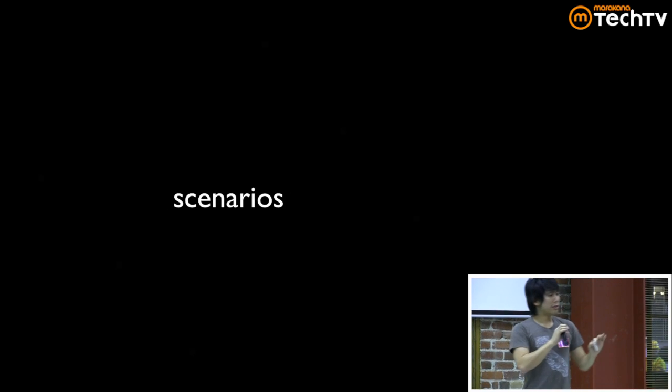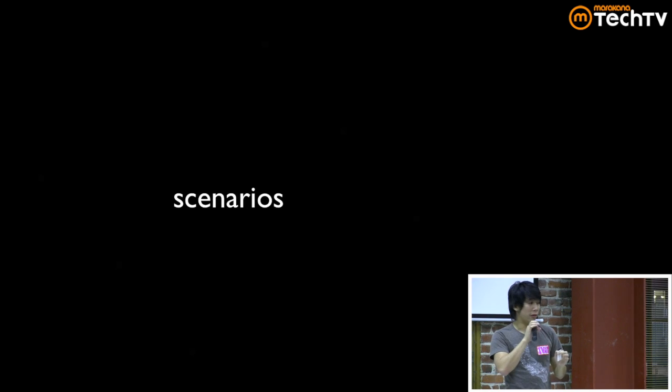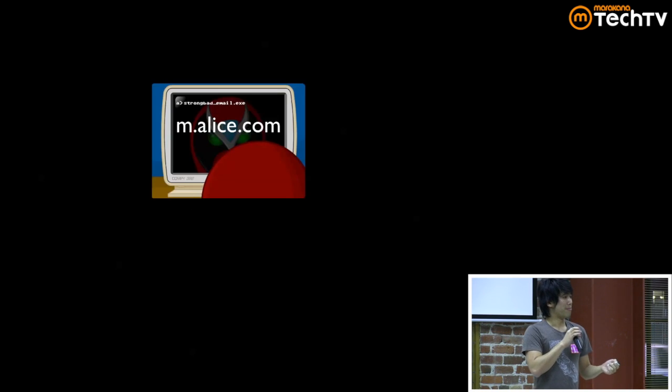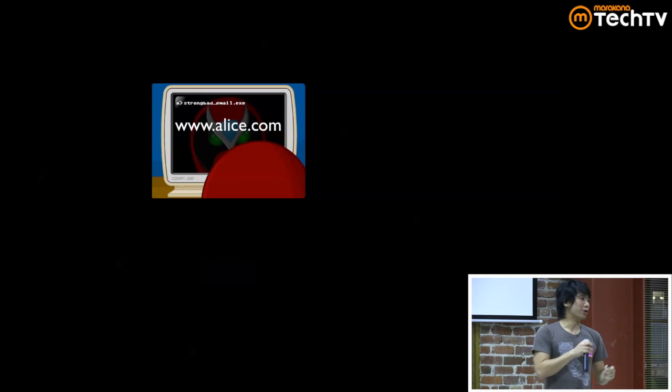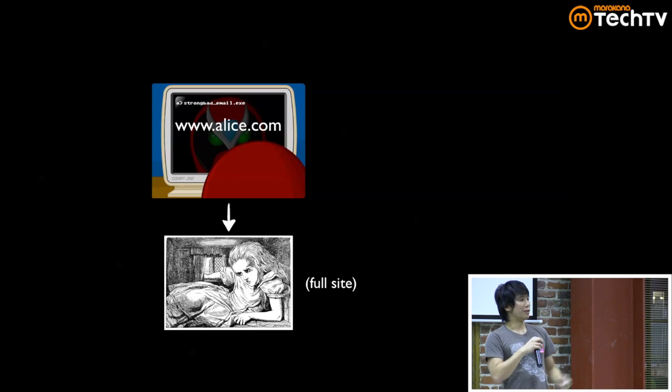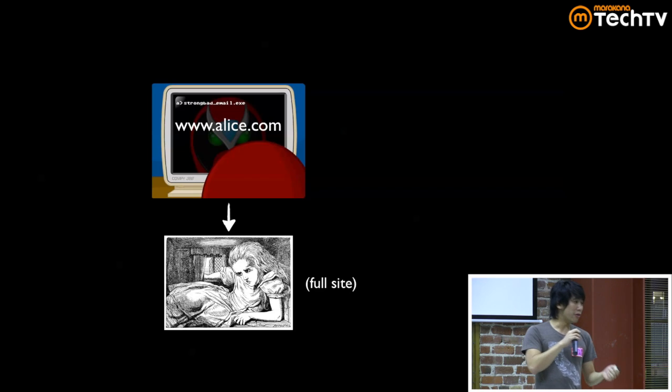So before we get into all the nitty-gritty code, we have to consider certain flows here. Let's start with this. User goes to m.alice. What happens? You should probably just give the user the mobile site. Easy? All right. And of course, user goes to www. Pretty straightforward. Goes to the full site. Great. All right, moving on.